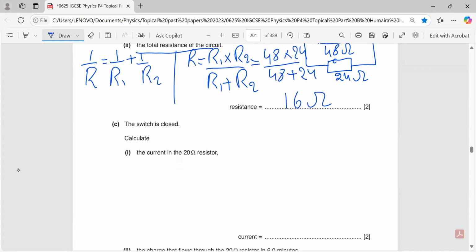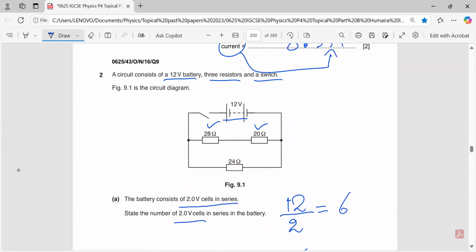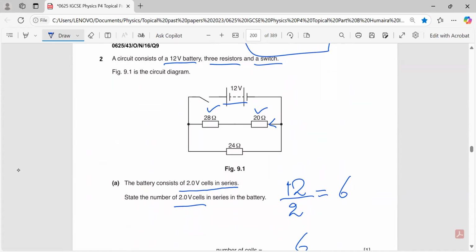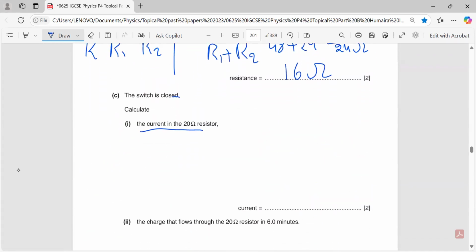Next question. The switch is now closed. Calculate the current in the 20 ohm resistor. 2 marks question. We will see where the 20 ohm is here. Right now, I told you that to calculate the branch current, we need the total voltage and total resistance in it. So I am drawing this diagram here for your reference, that we have two resistors here which are in series with each other.